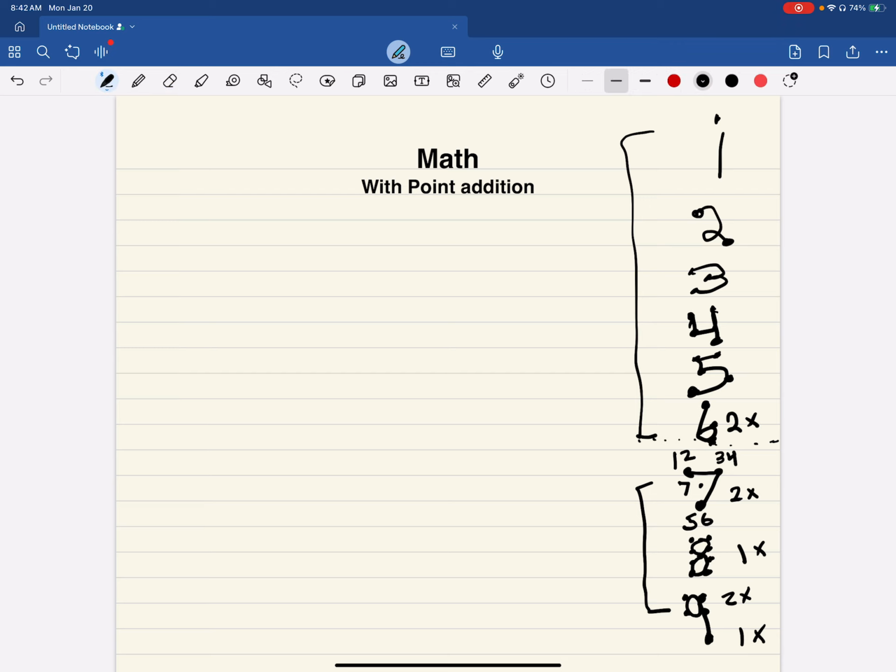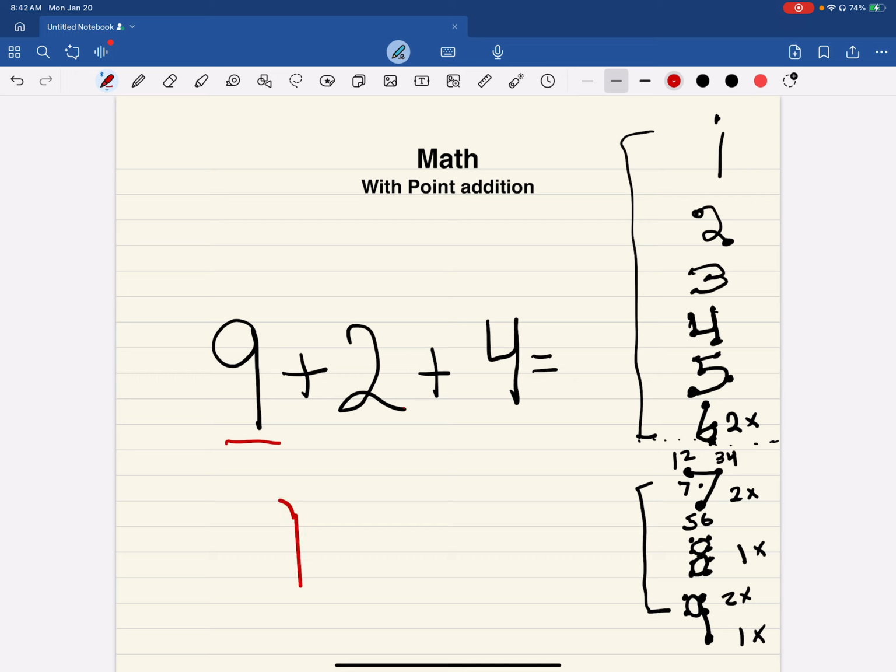Okay. So let's go play this little game again. Let's take 9 plus 2 plus 4. What's the bigger number? 9. So you just start with 9. Now you're going to add the 2. So you're going to go 9, 10, 11. But now you have the 11 and we have to add the 4. Well, count the dots. Now you're going to go 11, 12, 13, 14, 15. The answer's 15.